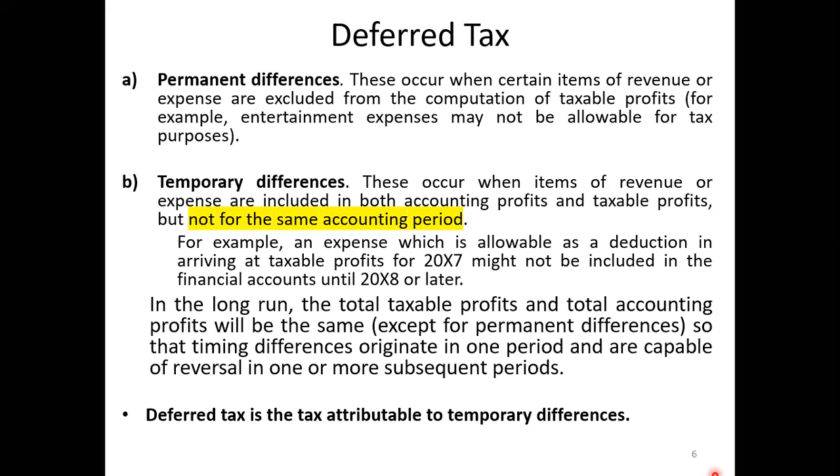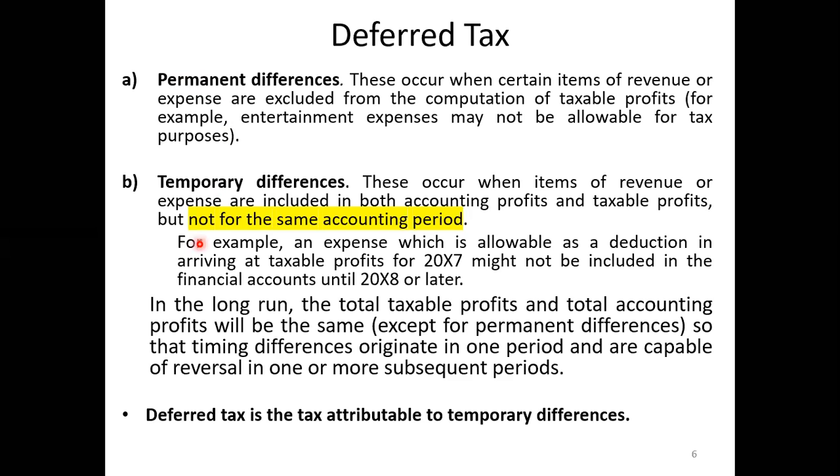The permanent difference occurs when certain items of revenue or expense are excluded from the computation of taxable profit. For example, donations and entertainment expenses are excluded. It means we do not include them when we calculate the taxable profit. Entertainment expenses do not contribute to making profit of the company. Therefore, the government does not allow them to be deducted as an expense. So due to that reason, the difference that arises is called a permanent difference.